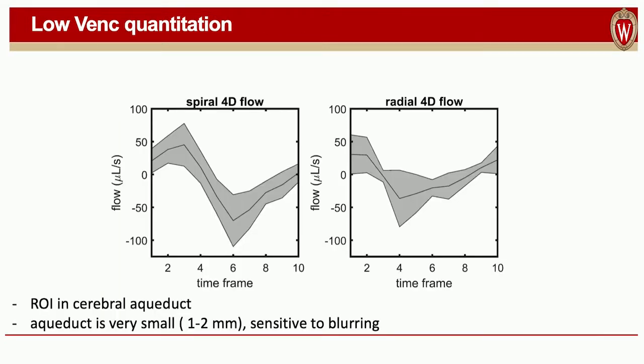So the CSF profiles along the cerebral aqueduct look much better using spiral readouts compared to radials. And we believe the main reason is that the cerebral aqueduct is quite small, 1 to 2 millimeters, so it's quite sensitive to partial volume effects or blurring effects, which seem to affect the radial images more. So for low Venc acquisitions, it seems like a spiral readout is a better option.